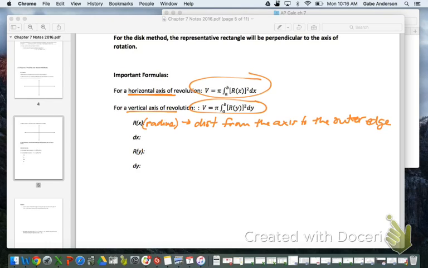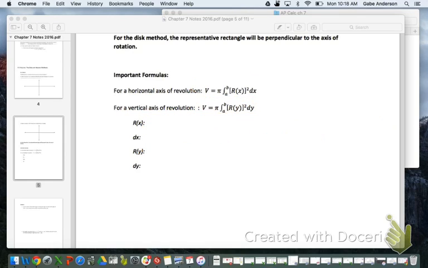helpful. And then dx is going to be the width, or some people would say thickness, of the representative rectangle slash disk. And then, of course, r of y and dy, they mean the exact same thing, but they, of course, are in terms of x instead of y. And let's visit on that here for just a moment.